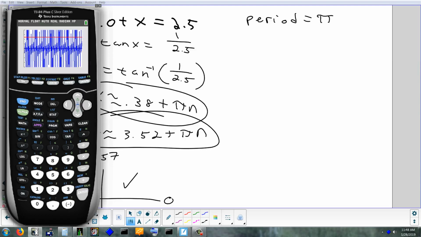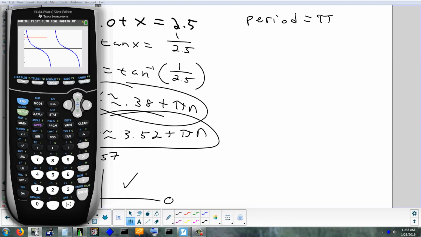The cycle here is 0 to 3.14. I'm going all the way to 720. That's a couple cycles. So if we just set it from 0 to, let's go 0 to like 2 pi, you'll be able to see both of those answers, I hope.